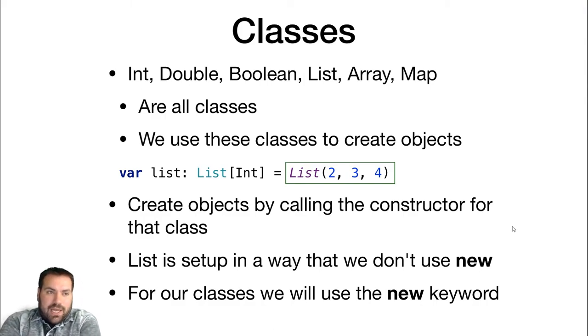So we've messed with classes already. Int, double, boolean, list, array, map, etc. Unit, technically. These are all classes, and we just defined our own class. As I mentioned earlier, when we call list, we are calling the list constructor and creating a new object of type list by using the list class and calling its constructor. It's just set up in a way that we don't use the keyword new for this particular class to create objects of this type. We'll use new for the ones that we create.